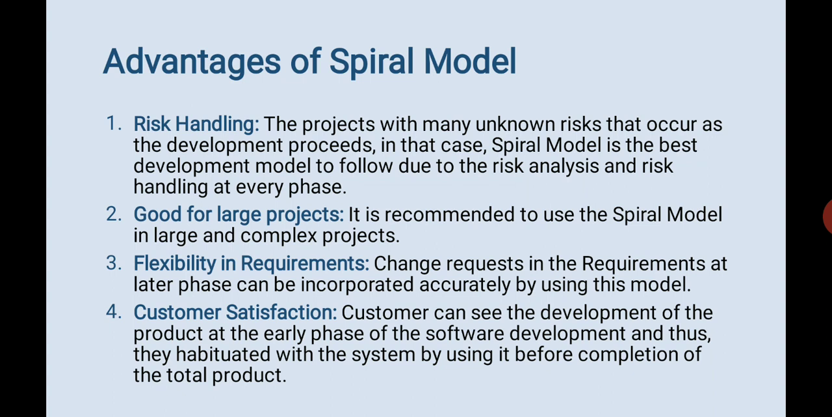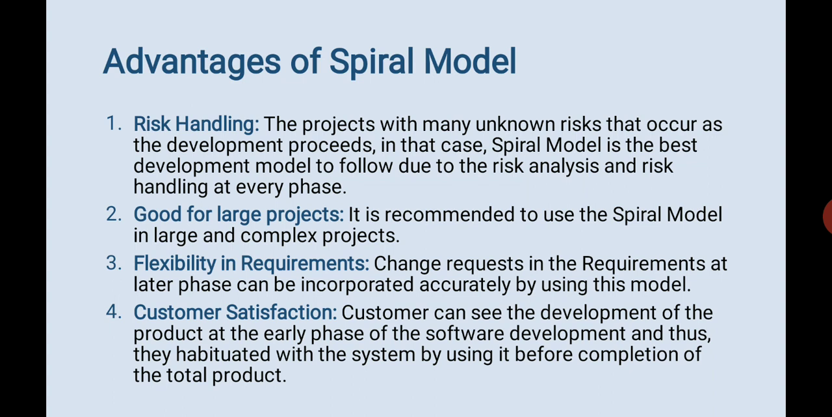Okay, so now we come to the advantages of the spiral model. The first advantage is risk handling. The projects with many unknown risks that occur as the development proceeds. In that case, the spiral model is the best model to follow due to risk analysis and risk handling at every phase. So each phase is actually the one which can accommodate risk. So this is the best model in case of risk handling.